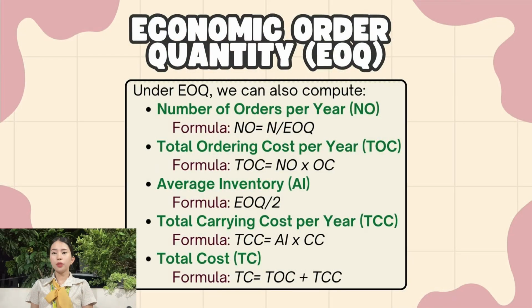Under EOQ, we also compute 5 other formulas, which are the number of orders per year or NO, the total ordering cost per year or TOC, the average inventory or AI, the total carrying cost per year or TCC, and the total cost, which is TC.